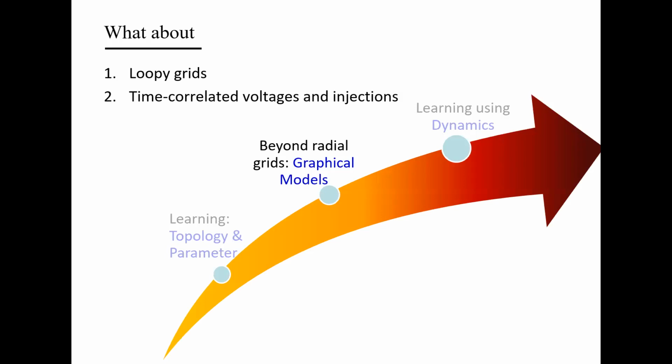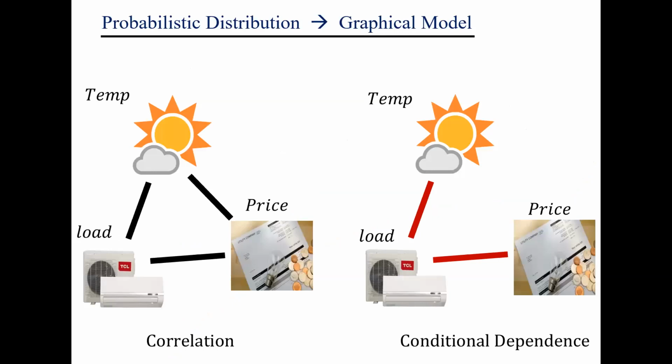Maybe these mesh systems are not very small. They have large cycles, such as in transmission grids or even these new distribution grids which are being proposed for the context of reliability. But can I do some kind of estimations such as for topology and so forth for such loopy systems? And for that, I will use what is known as graphical models. Now, what exactly is a graphical model? A graphical model is nothing but a graph-based representation of the probability distribution.